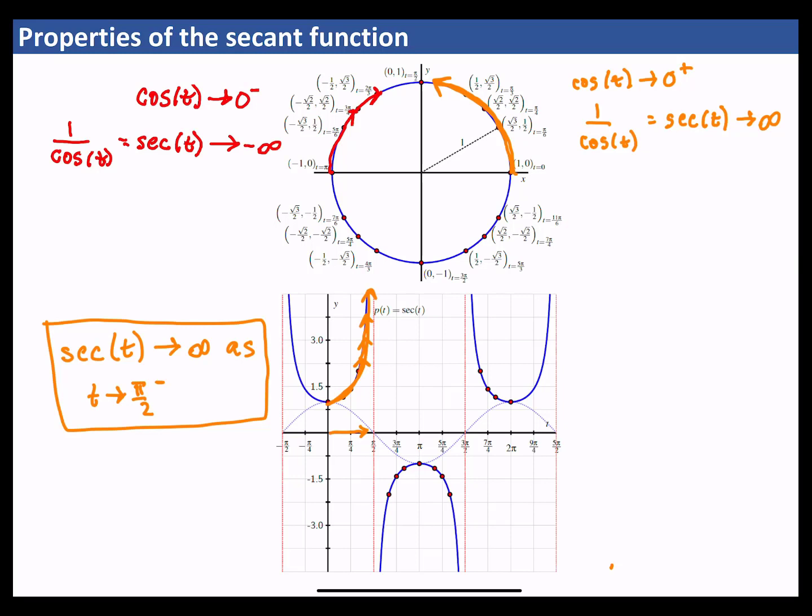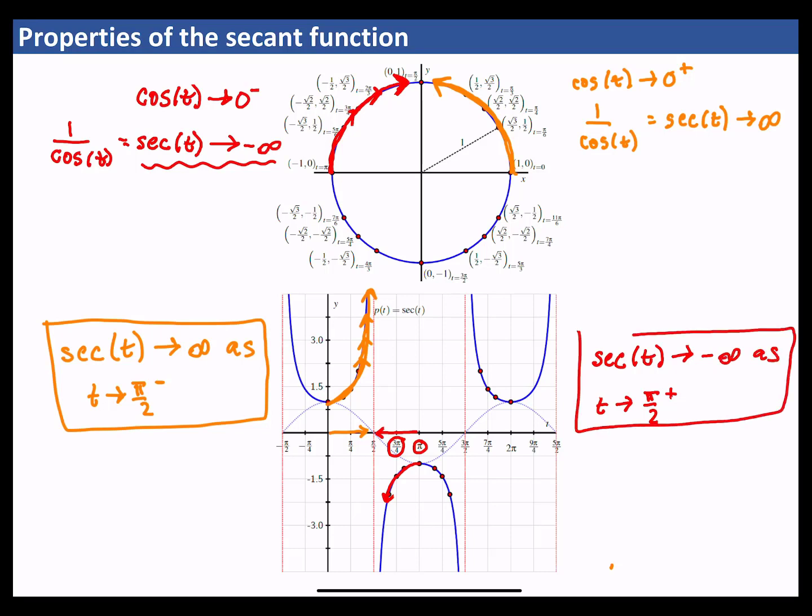That means as t values in the second quadrant get closer to pi over 2, the secant of t is decreasing without bound. So looking at the graph, if we have t values in the second quadrant getting closer to pi over 2, then we're actually looking at t values that were bigger than pi over 2, and now the t values are approaching pi over 2. Notice that on the graph, t is approaching pi over 2 from the right side. So we can actually say that the secant of t is decreasing without bound as t approaches pi over 2 from the right. And that means the graph will look something like this as t approaches pi over 2 from the right.